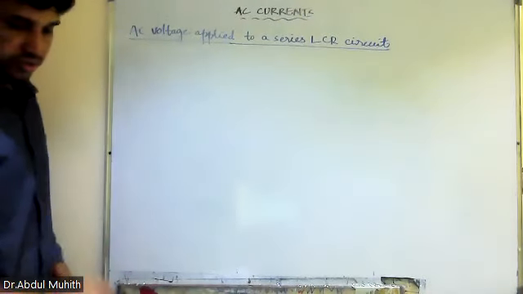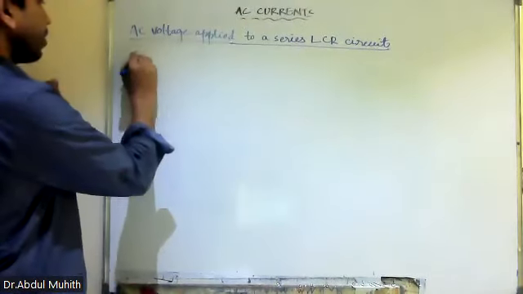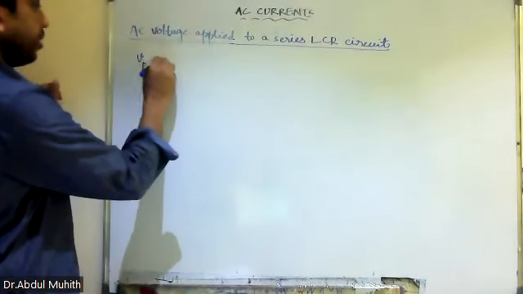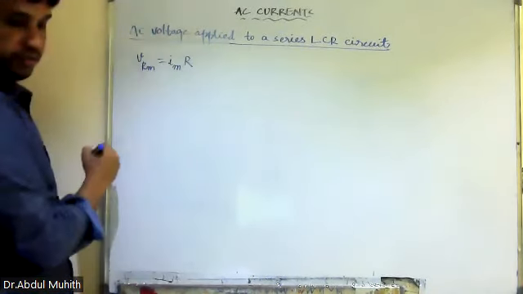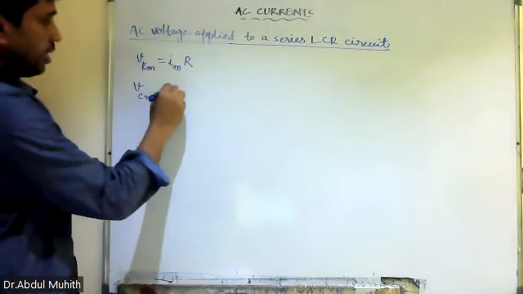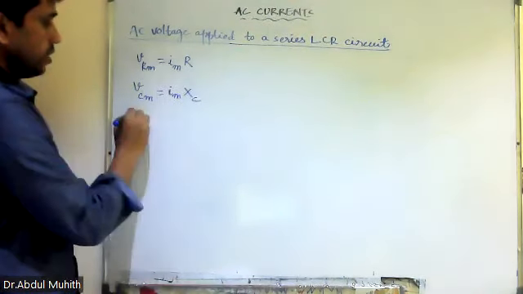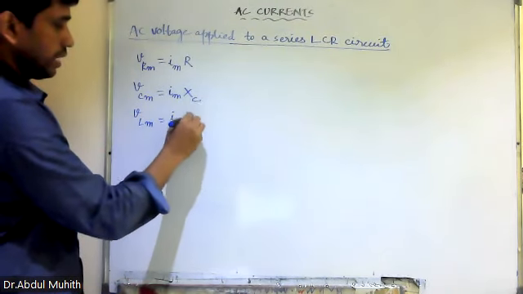Now here we are writing VRM, magnitude of the resistance voltage, is equal to what? IM into R. Now VCM is equal to what? IM into XC. VLM is equal to what? IM into XL. Okay.